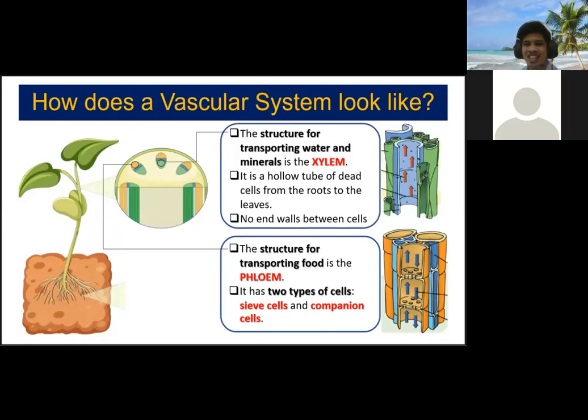Is it food or water and mineral? Water and mineral. All right, that is correct. So the xylem, the green one here on the screen, the green tissue of the plant, is what we call the xylem, and it is transporting water and minerals. What about the phloem?